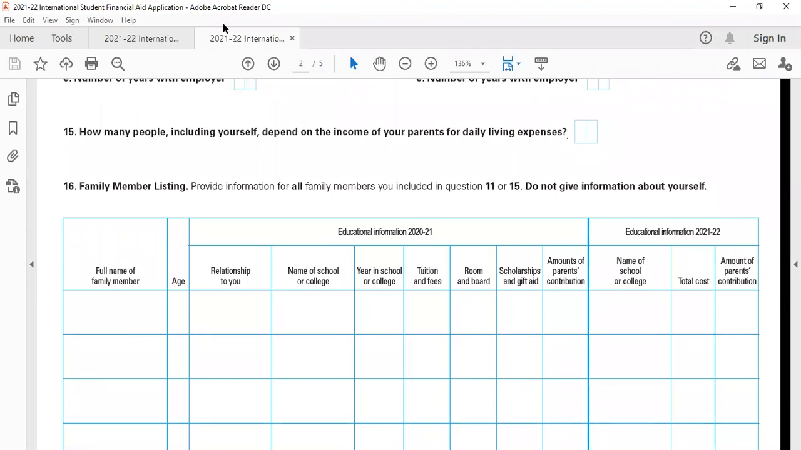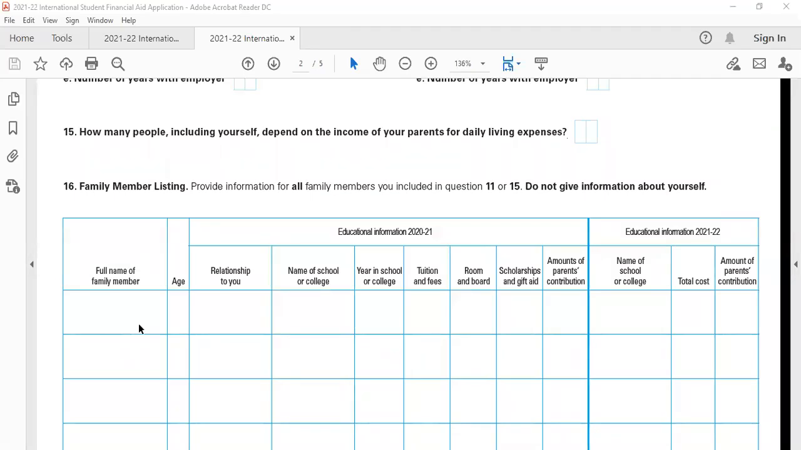You need to enter the details of your siblings, your brothers and sisters, where they are, what their relationship is with you, which school or college they are at, and what is actually going to be your parents' contribution towards their education in this academic year and in the next academic year. So this is a way for the colleges to understand how much money is being spent already towards your siblings' education in the current year, and what is the expected amount to be spent in the next academic year.